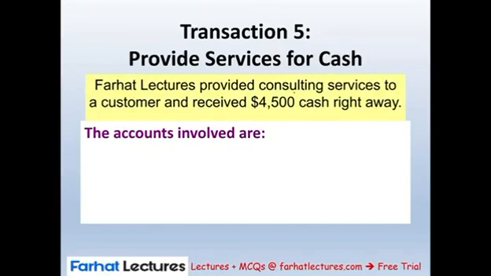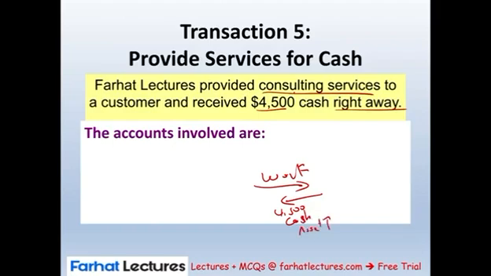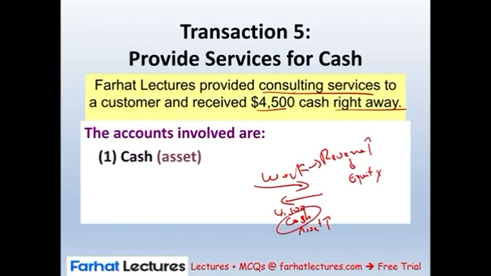Farhat Lectures provided consulting services to a customer and received 4,500 cash right away. So what happened is this: we did some work, consulting services. So what did we give up? We give up work, our time, our expertise. What did we get in return? 4,500 cash. Cash is an asset, and we have more of it. When we do work for someone, that's called revenues. And revenues, remember, is under the umbrella of equity. So cash went up, and revenues, which is an equity, also went up.